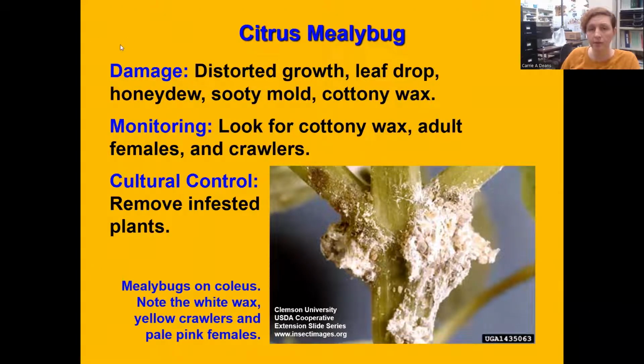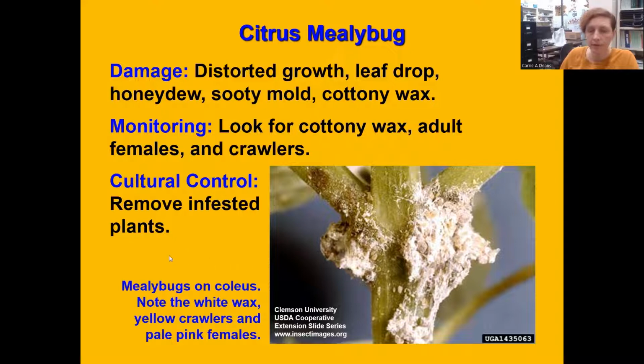Typical damage of citrus mealybugs can be distorted growth on plants. Again, leaf drop. Because citrus mealybug is a phloem feeder, you might see honeydew or sooty mold. And sometimes you might actually see this accumulation of the waxy, cottony substance on parts of the plants when you have high infestation.